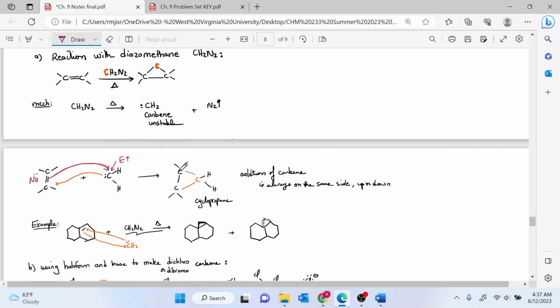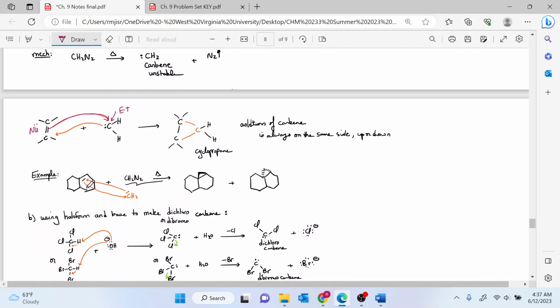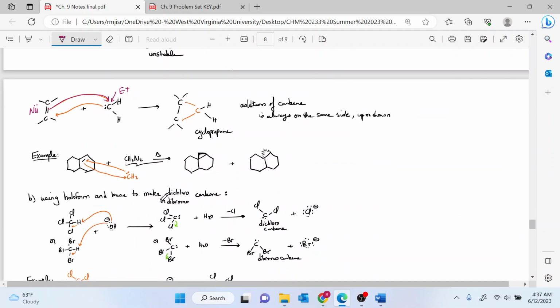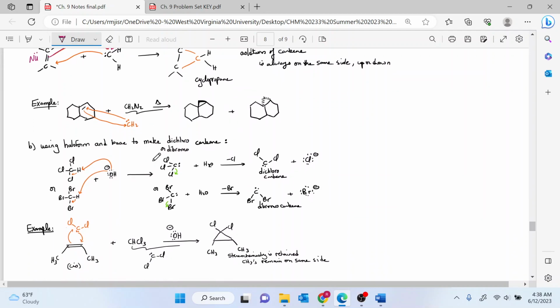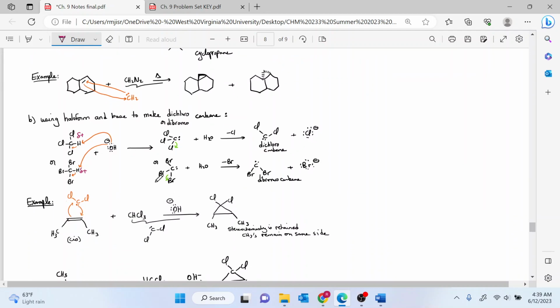So with carbenes, we're always going to make a cyclopropane. This is an example over here. And the addition, of course, of the cycle is going to be from the same side. Either you're going to form a cyclopropane up or you're going to form the cyclopropane down. And the double bond always opens up. It attacks the electrophile and the lone pairs on the electrophile, they go ahead and close. This is one way of making a carbene, like chlorocarbene.